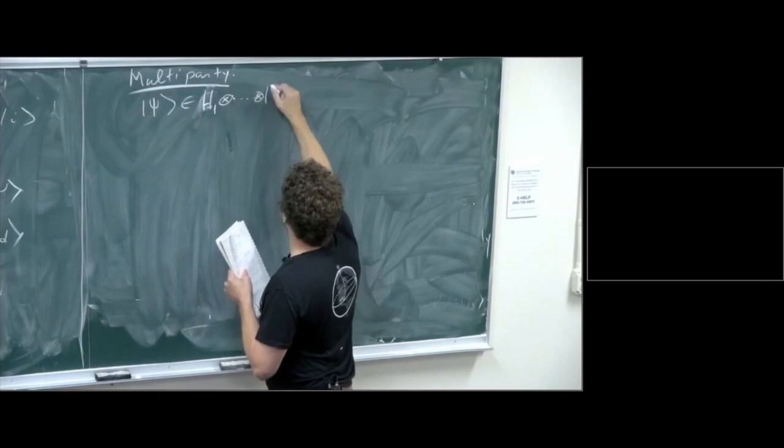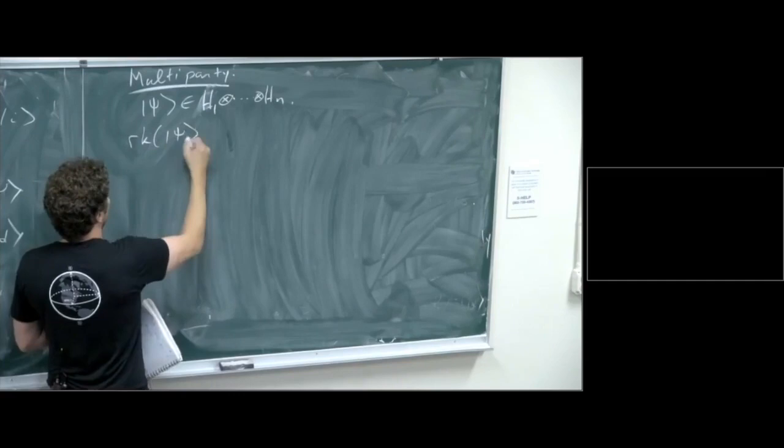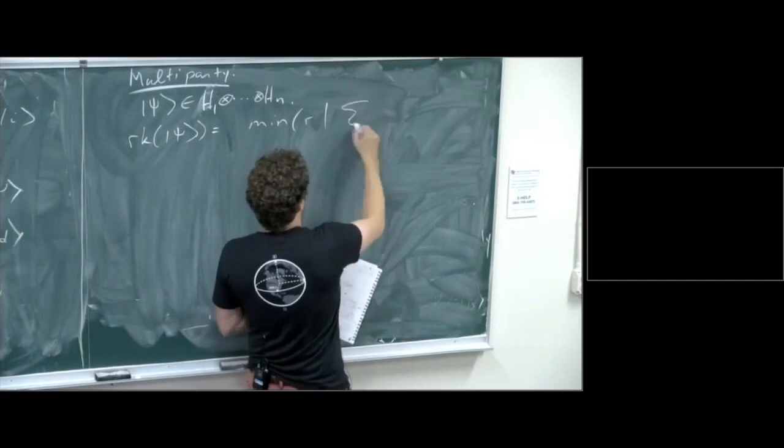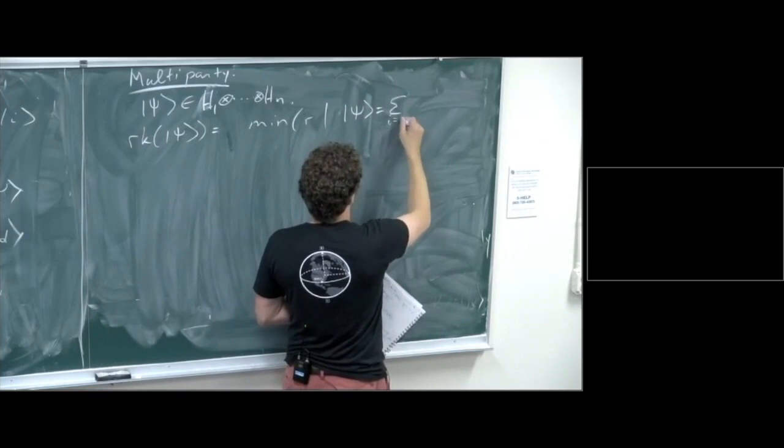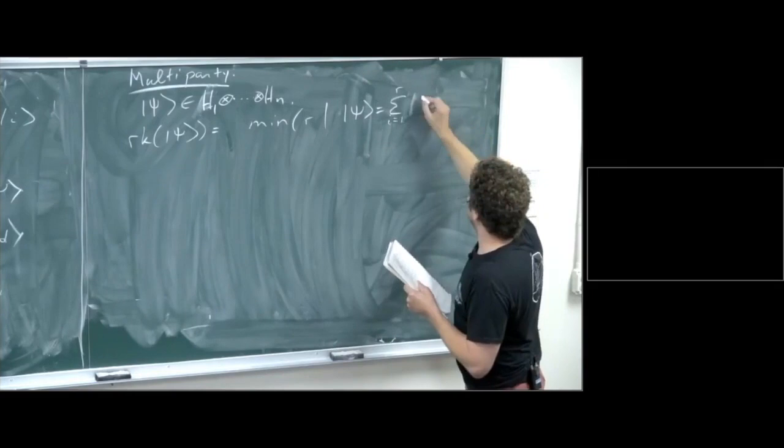We can define the rank of the state to be the minimum r such that I can write the state as a superposition or a sum of a tensor product.